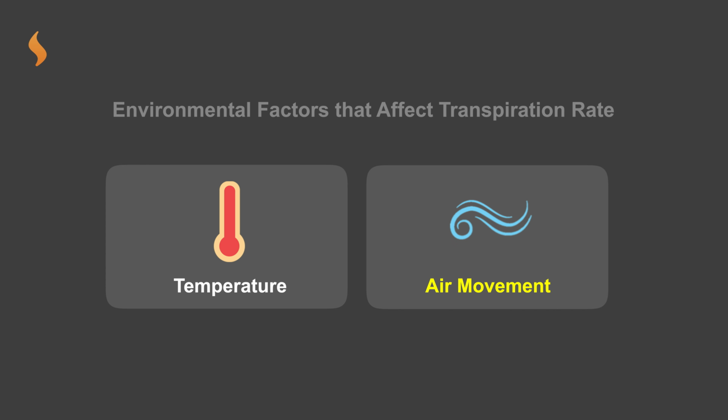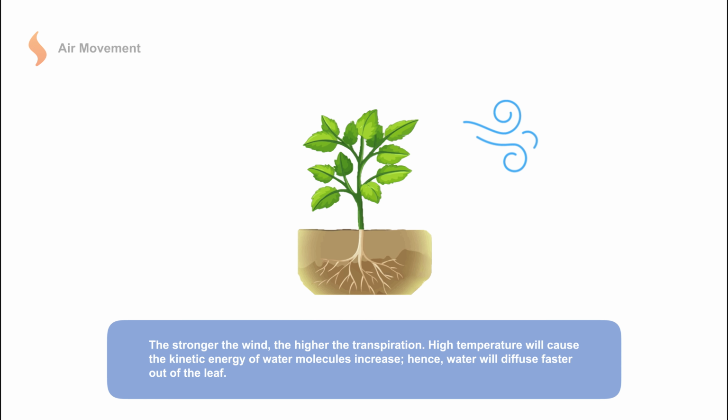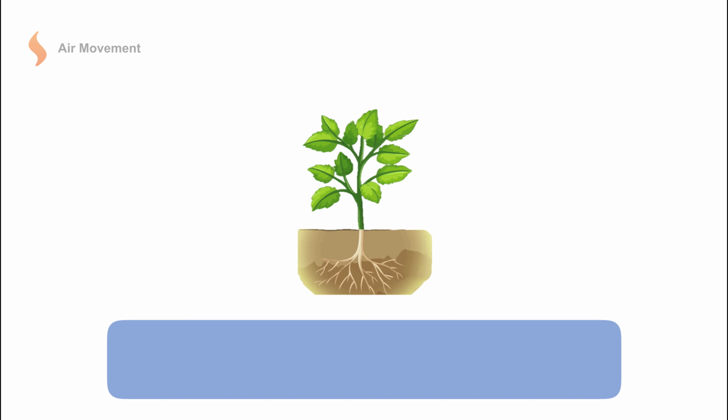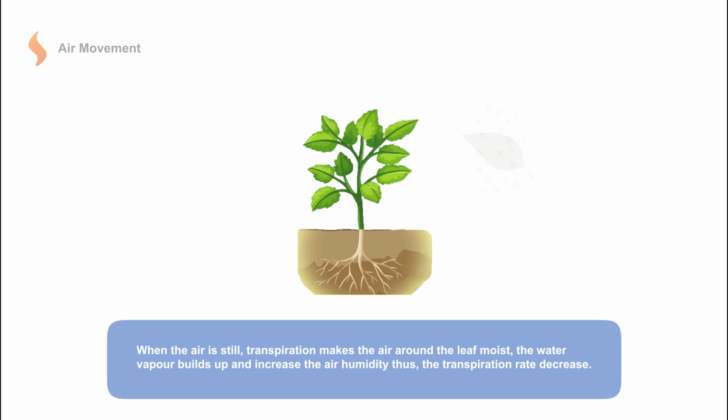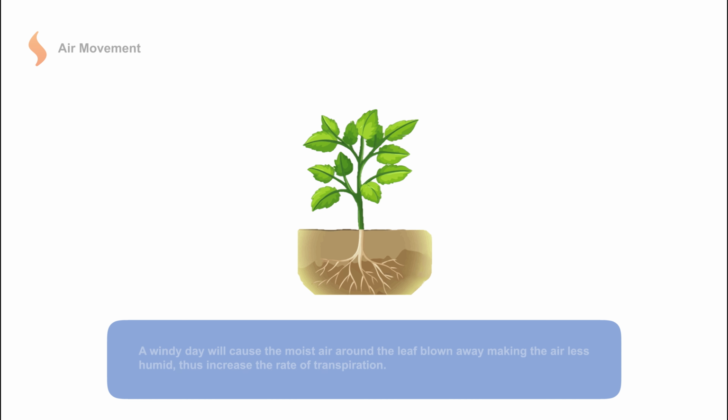Now, we will look at how air movement can affect the transpiration rate. The stronger the wind, the higher the transpiration. High temperature will cause the kinetic energy of water molecules to increase, hence, water will diffuse faster out of the leaf. When the air is still, transpiration makes the air around the leaf moist. The water vapor builds up and increases the air humidity. Thus, the transpiration rate decreases. A windy day will cause the moist air around the leaf to be blown away, making the air less humid. Thus, it increases the rate of transpiration.